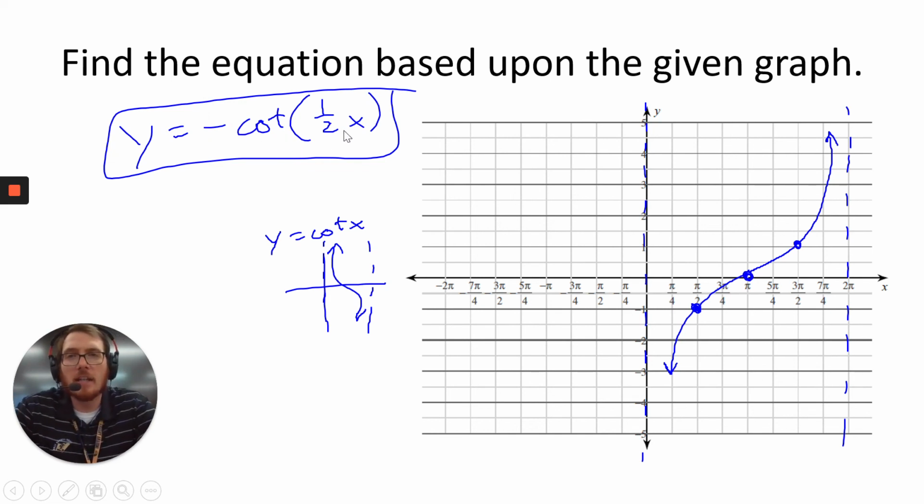It's cotangent and then 1/2 x because the period here is 2 pi, but remember tangent's period is normally pi, and so I would have to take pi divided by 1/2, which actually multiplies it by 2, to figure out that it's cotangent of 1/2 of x. Don't forget the x-axis reflection here.